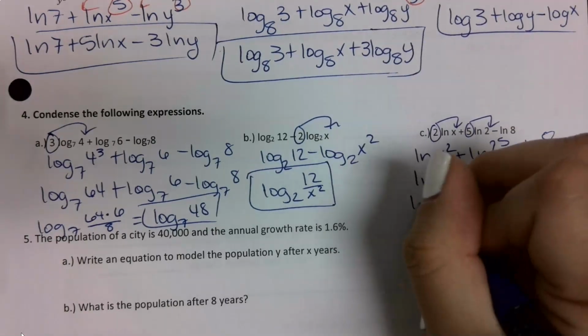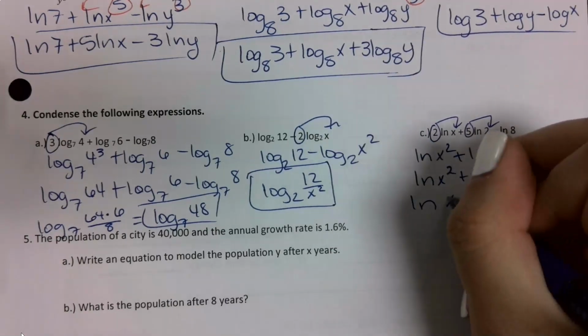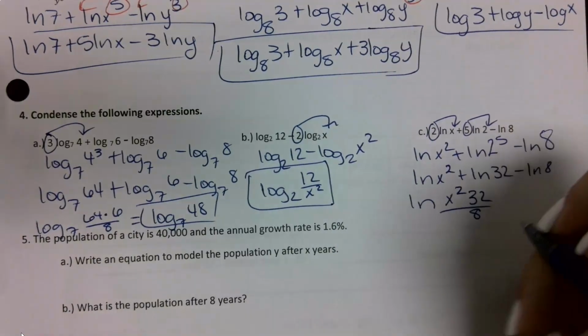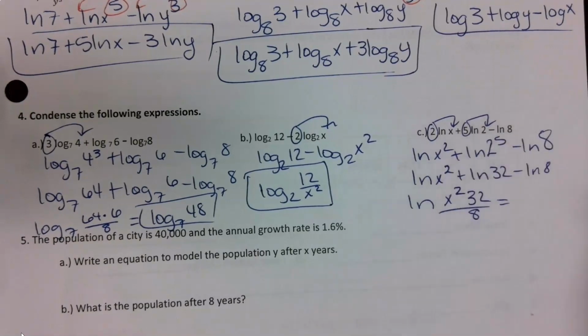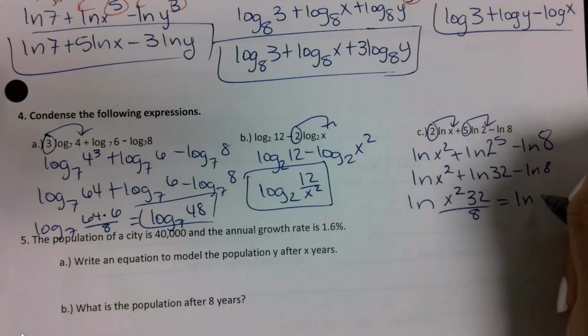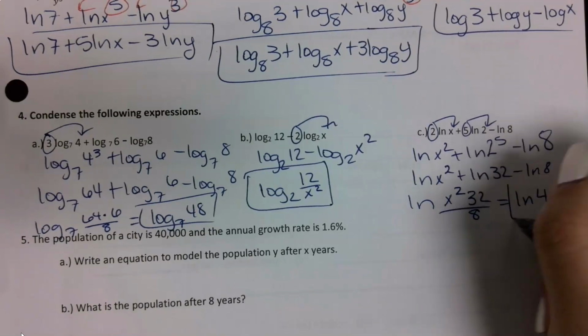Then I want to put it all together in one logarithm, so I have x squared times 32 divided by 8. I want to simplify this if I can. If not, I want to rewrite it in better order. Lucky for us, 32 is divisible by 8. That gives us 4x squared.